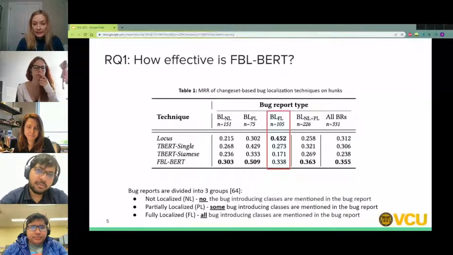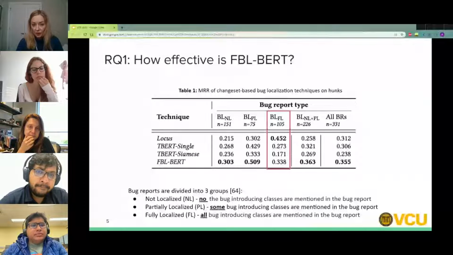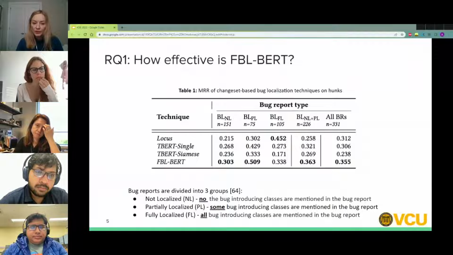To get a better understanding of why this happens, we did an error analysis, and we observed that very often a bug report that is fully localized contains multiple stack traces or code snippets, which basically means a lot of code tokens. In such situations, FBL-BERT tends to struggle deciding which code token is the most important. All in all, we do see improvement in retrieval accuracy when using FBL-BERT. However, it works best for bug reports that have no or a few localization hints.